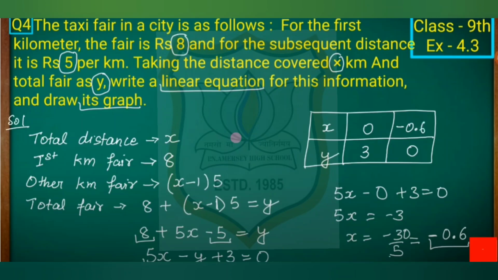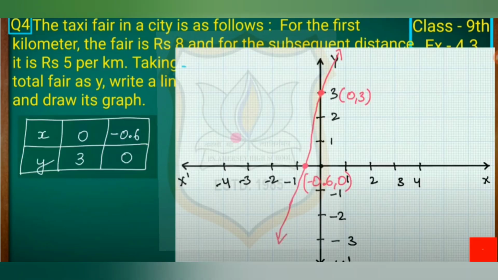Now we can plot the graph. First we have to plot 0 comma 3. Here is 0 comma 3. The next point is minus 0.6 comma 0. Here is minus 0.6 comma 0. Now we have to connect both the points and we get the graph of the given equation. Let's take another example of this.